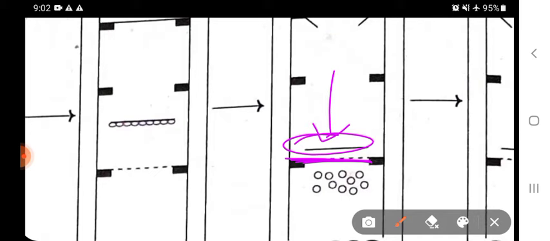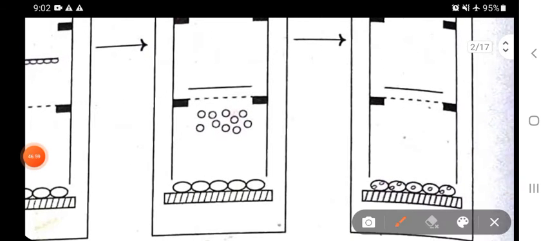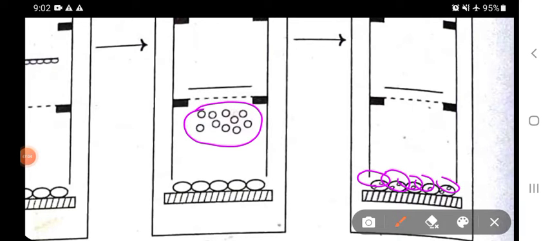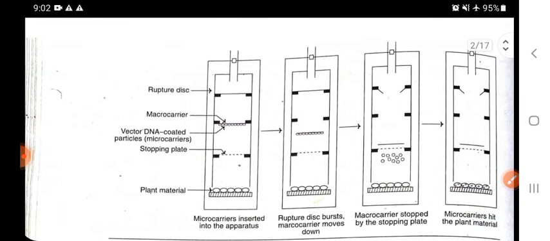The stopping plate does not allow the macrocarrier to go further, while the microcarrier can pass through these pores of this stopping plate, which is coated with DNA, and thus you can see this microcarrier get inserted within the target plant cell or animal cell. So, very easy diagram. Well, you have to draw the diagram.